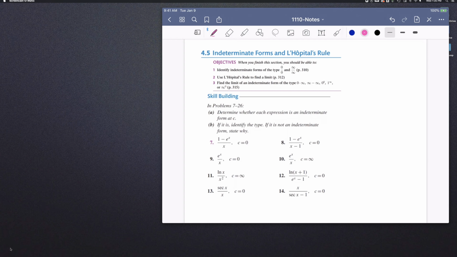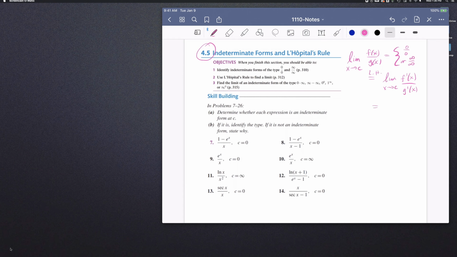In this video, we look at some more problems from section 4.5 on L'Hopital's rule. We're familiar at this point from previous videos that if we have the limit as x goes to c of some function f of x divided by g of x, and that function f divided by g is of the form 0 over 0 or infinity over infinity, then we can use L'Hopital's rule to compute the limit as the derivative of the function divided by the derivative of the other function.